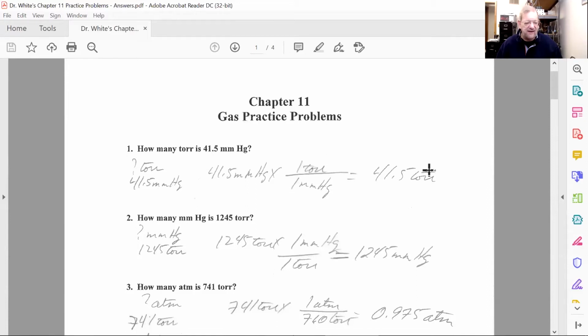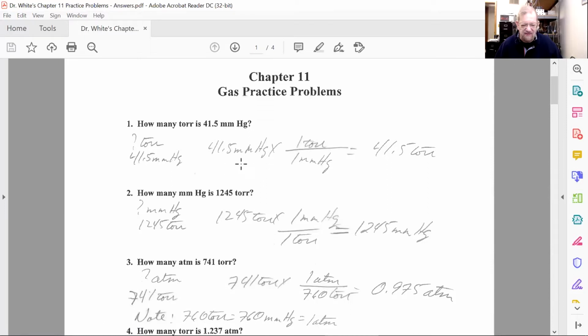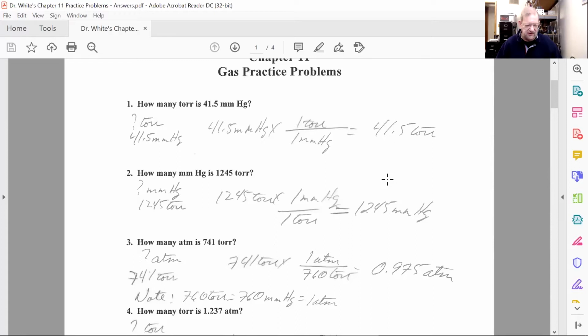And if we look at number 1, how many torr is 41.5 millimeters of mercury? Well, you're trying to find torr. You're given millimeters of mercury. And now here's your millimeters of mercury. Here's the torr. And you use your good friend, unit analysis. Whatever you're trying to get to goes on top. Whatever you're trying to get rid of goes underneath. And as I said, you could put either 760 over 760 or 1 torr, 1 torr. There's 3 significant figures. Your answer is 3 significant figures.